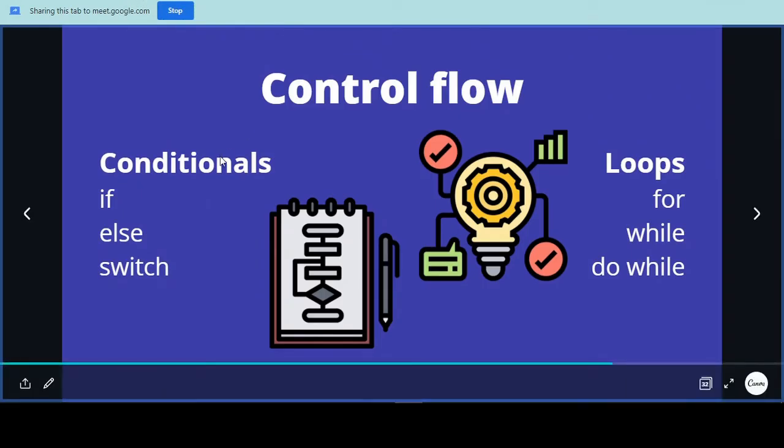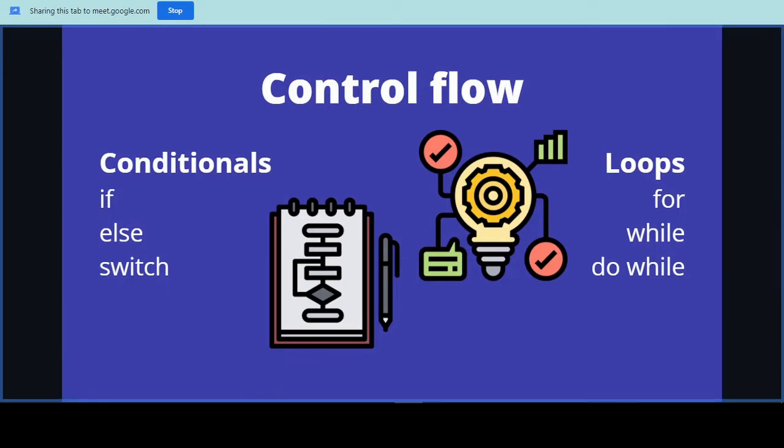In control flow, we have two concepts: conditionals and loops. In conditionals, we have a certain number of conditions and we check whether they are true or false. Based on that, we execute a few statements, a small part of code. So we use conditionals for that. And we use loops for doing repetitive tasks.